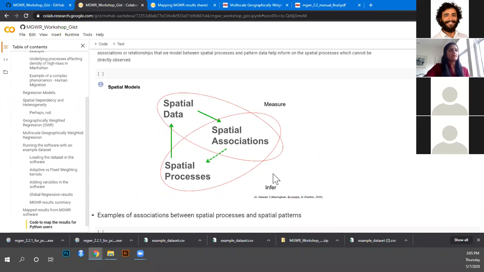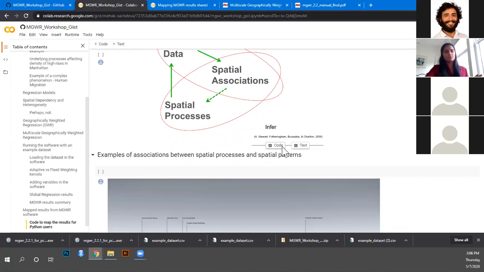This is a very schematic diagram of what I mean. There are spatial processes that are affecting the spatial data that we see and observe in the world. There is no way to directly measure those spatial processes, so we model associations, which are spatial associations. That is what leads us to an inference of the spatial processes that are affecting the data that we observe. I know this all sounds very abstract, so I'm going to go into a very simple example.